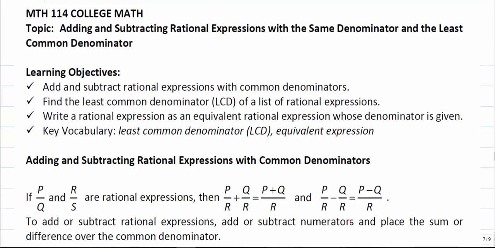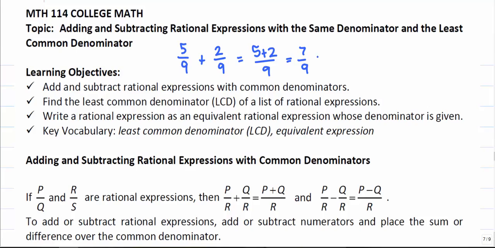All right, here we go. The last topic in this section is adding and subtracting rational expressions, i.e. fractions, with the same denominator and the least common denominator. Well, most of you remember, if you have the same denominator, if I had 5 over 9 plus 2 over 9, you just add the numerators and keep the denominator, right?